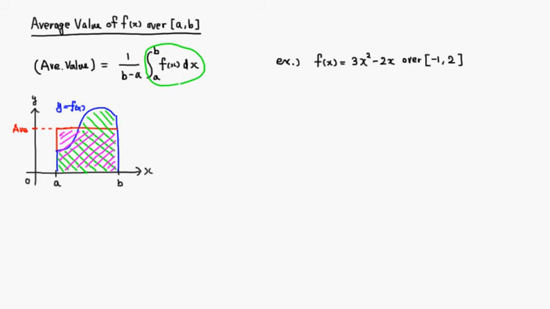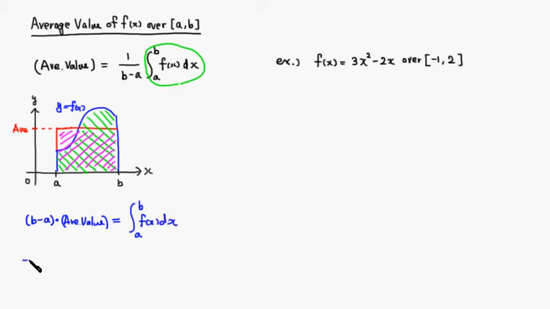If you recognize that, then in order to find this rectangular area, that's going to be base times height. The base is the length from a to b, so base is b minus a, times height, which is the average value. So that's the area of this rectangle, and this has to be the same as the integral from a to b of f of x dx.